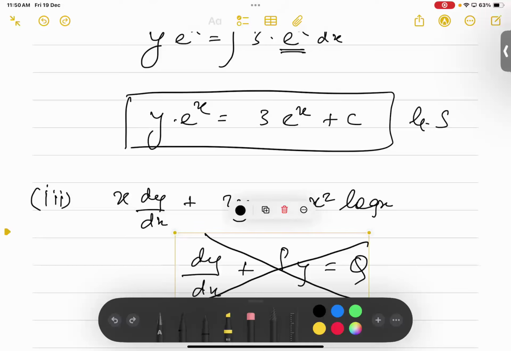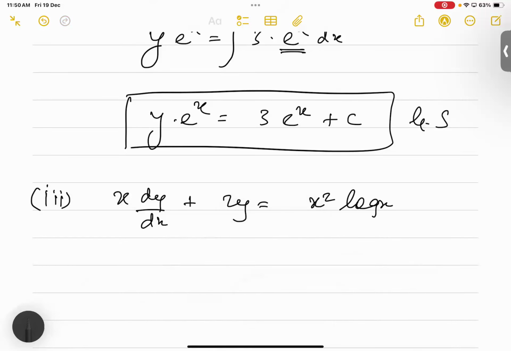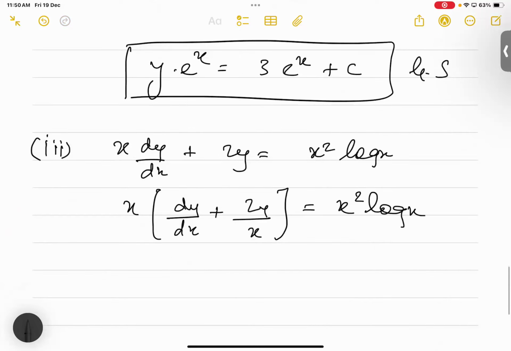By taking common, right? So x into dy by dx plus 2y by x square log x. Correct? Here x will come because we have taken common.